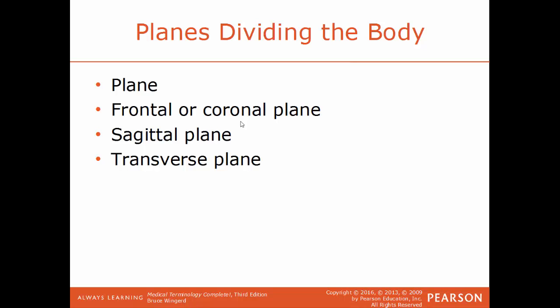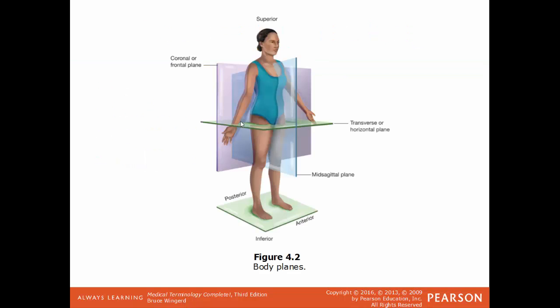And then the transverse plane, this will cut the body into an upper portion and a lower portion. So think of where your belt is on your pants. So if that were to cut you in half, the upper portion and then the lower portion. And here are examples of all three of those. Coronal or frontal plane is dividing you this way.